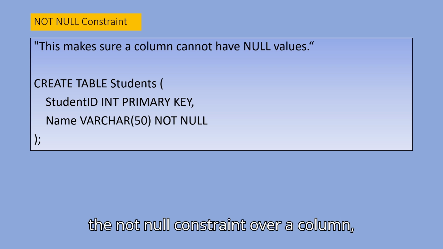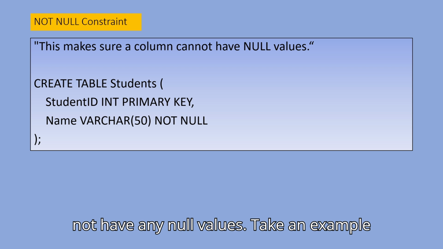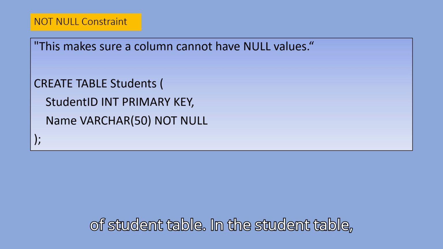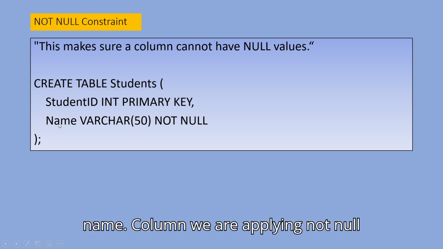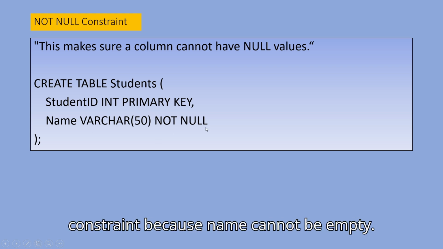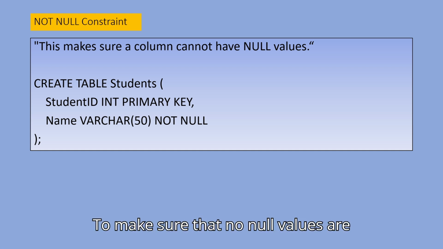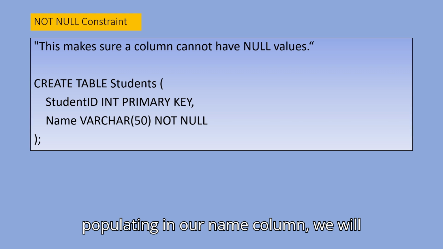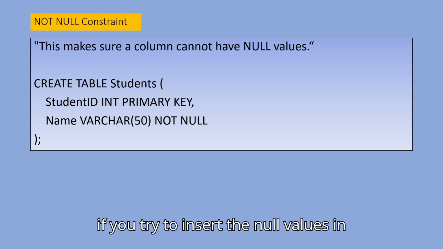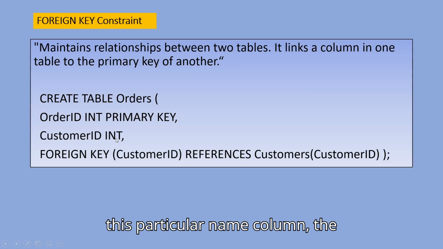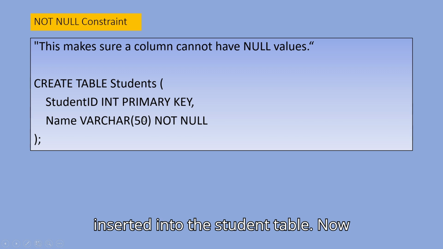Now let's discuss the not null constraint. By using the not null constraint over a column, we make sure that the column does not have any null values. Take an example of the student table. In the student table, student ID is the primary key and on the name column we are applying the not null constraint because name cannot be empty. To make sure that no null values populate our name column, we apply the not null constraint, so that if you try to insert null values in this name column, a violation will come and the data won't be inserted into the student table.